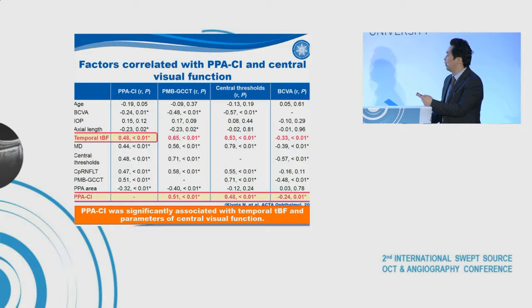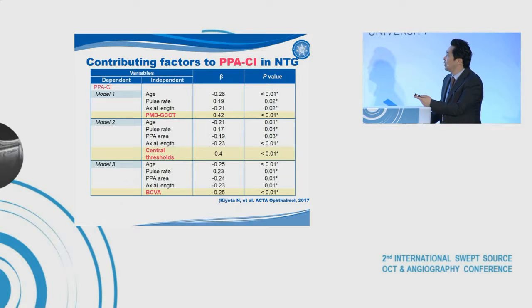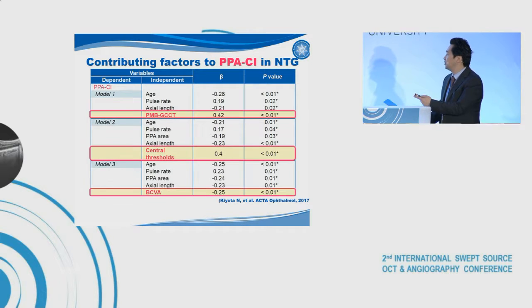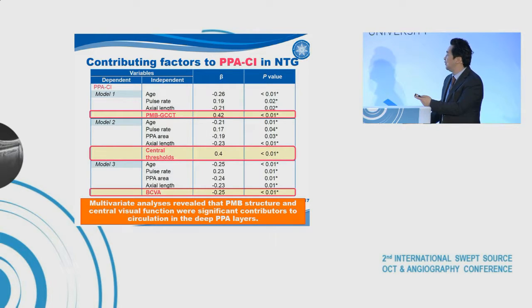also associated with PPSCI. The multivariate analysis revealed that macular structure and central visual function were significant contributors to circulation of the deep PPA layers. Also, higher age, lower pulse rate, longer axial length, and larger PPA area were associated with lower PPSCI.